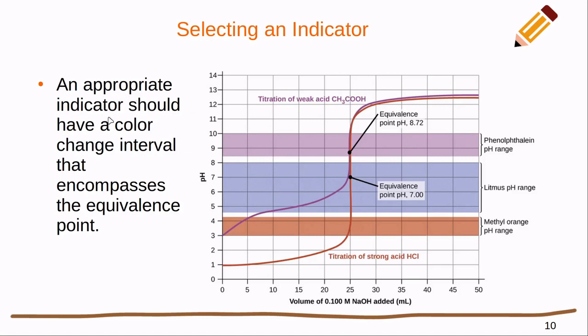An appropriate indicator should have a color change interval that encompasses the equivalence point. So if I plotted this out, I'd have an equivalence point right here. The only choice that I would have out of these three would be the litmus. Whereas if I had one like this, where my equivalence point was right here, I would want to choose something like phenolphthalein. Methyl orange would not be a reasonable choice for either of these two titration curves.